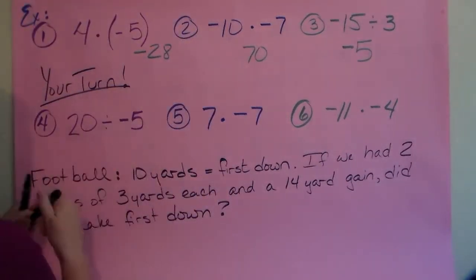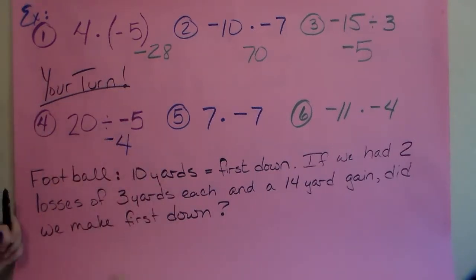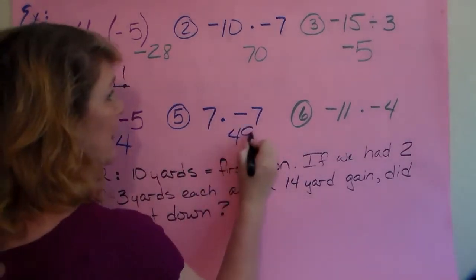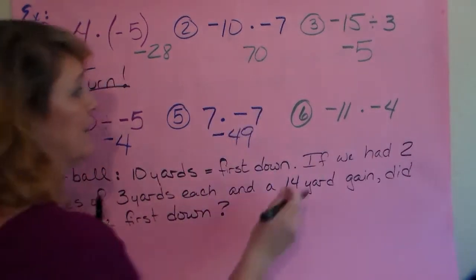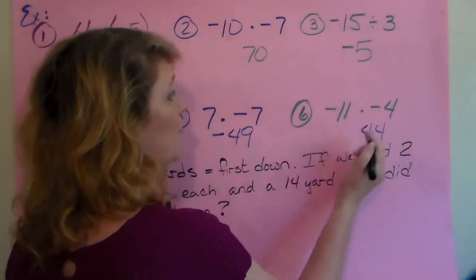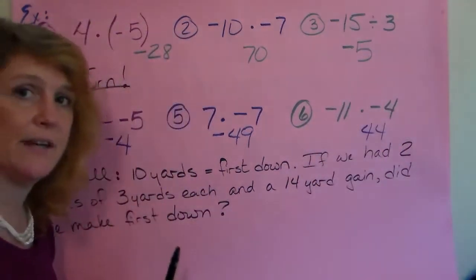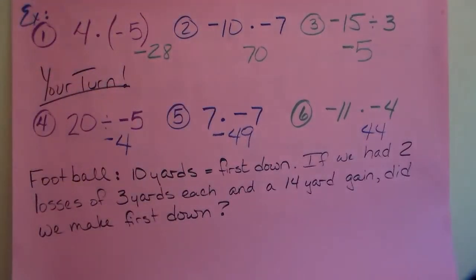Okay, 20 divided by 5 is 4, and there's one negative, so your answer is negative. 7 times 7 is 49, and there's one negative, so your answer is negative. 11 times 4 is 44, and there's already an even number of negatives, so your answer is positive. How'd you do? We're going to try word problems next.